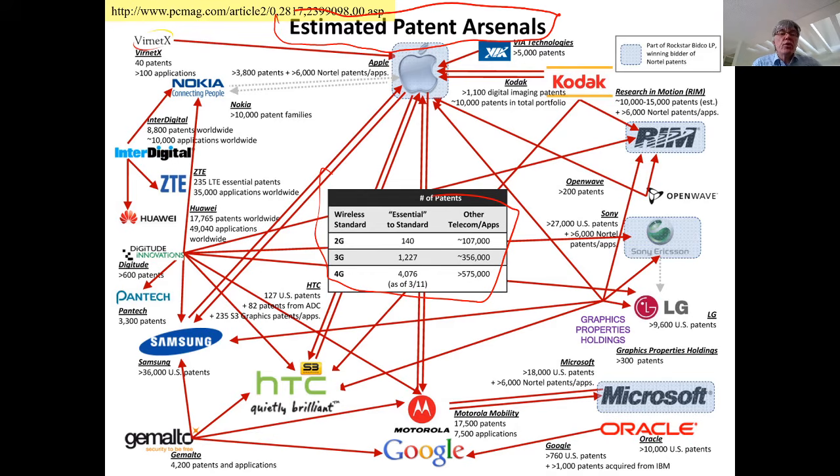The point is, in order to defend yourself, if your rival has a patent which is essential, it's best that your rival also has to use a patent from you which is essential. So here you see in 2G it was 240 patents which were essential, and in 4G it is 4,000, and there are 500,000 other relevant patents here.